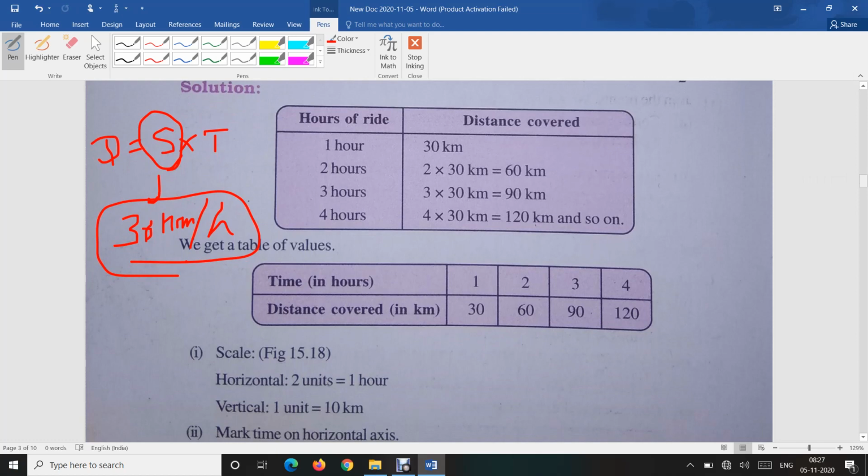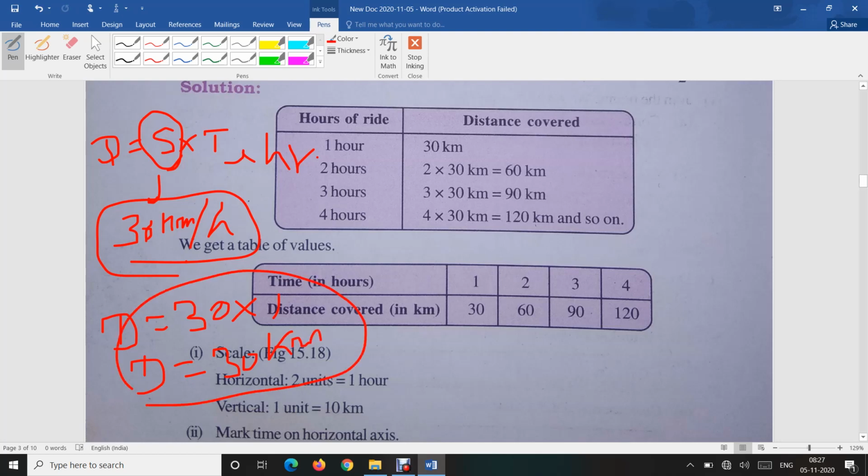Now suppose if you are taking time as 1 hour, then distance will be equal to 30 multiplied by 1. That is, distance is equal to 30 kilometer. Okay, now if you are taking the time as 2 hours, then distance is equal to 30 multiplied by time, which is 2 hours. Distance is equal to 60 kilometer.